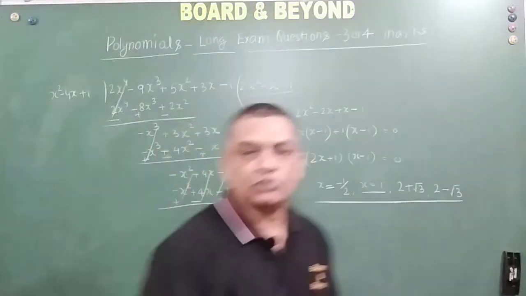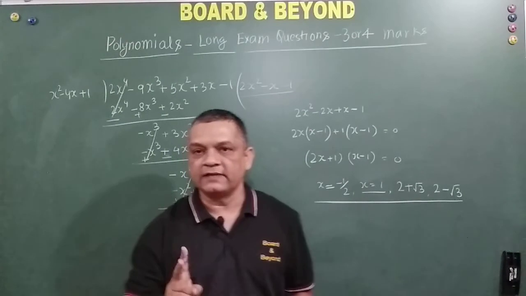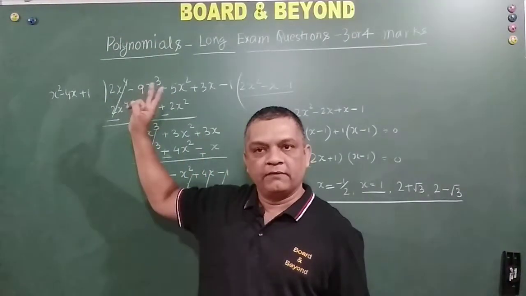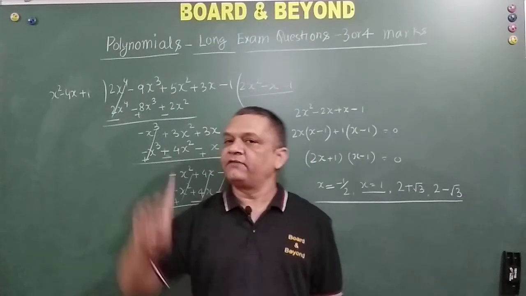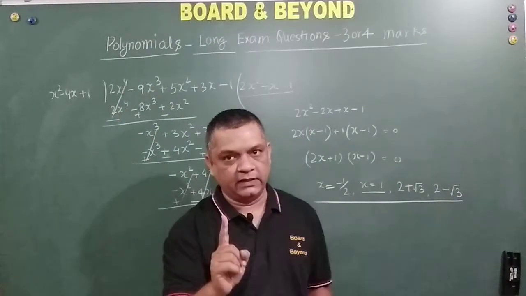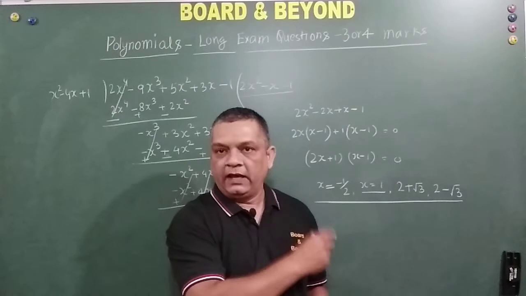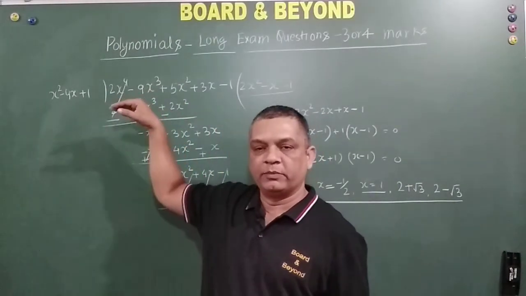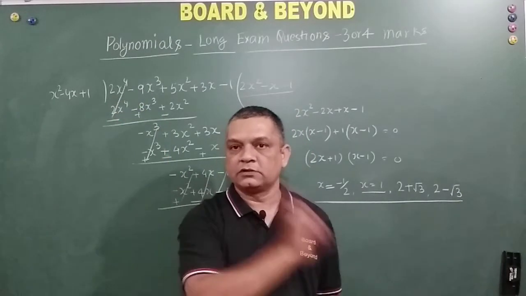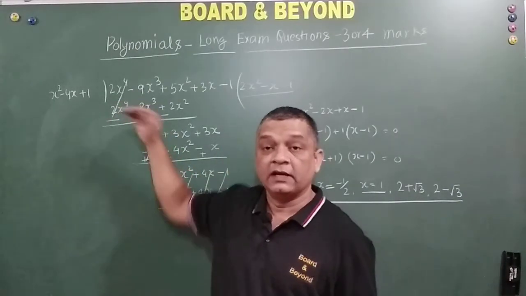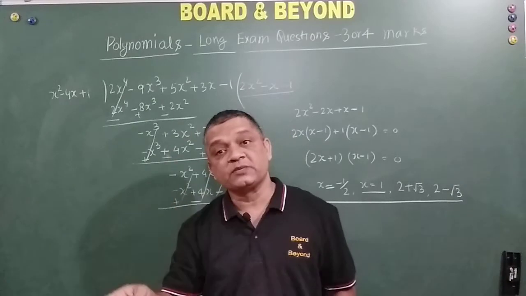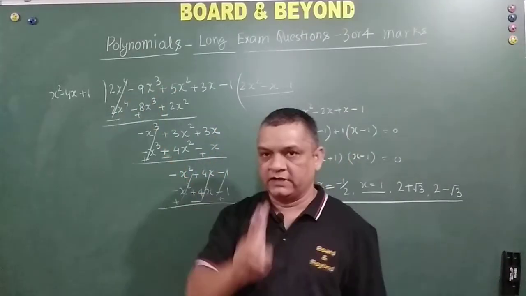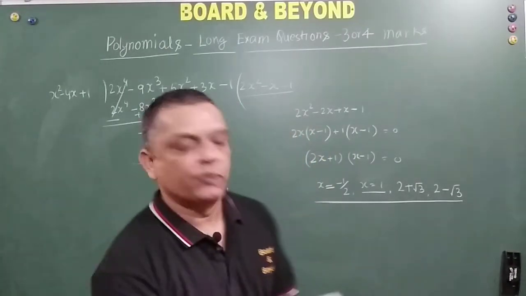So the two concepts to take away here: first, if alpha is a root of any polynomial, then x minus alpha is a factor of the polynomial. Second, if x minus alpha is an independent factor of this polynomial and x minus beta is also an independent factor of this polynomial, then x minus alpha into x minus beta is also a factor of this polynomial. With this we move on to the next problem.